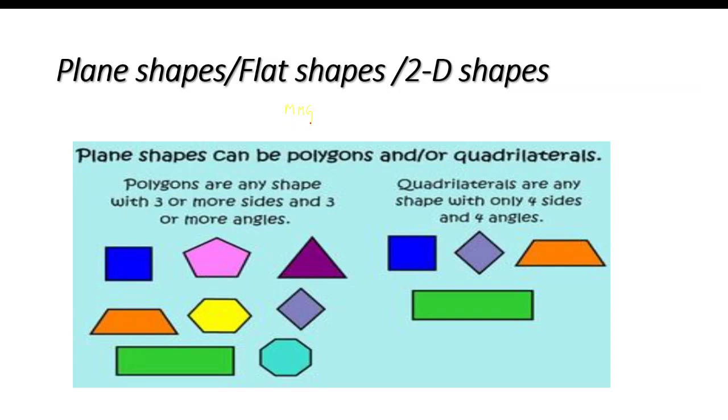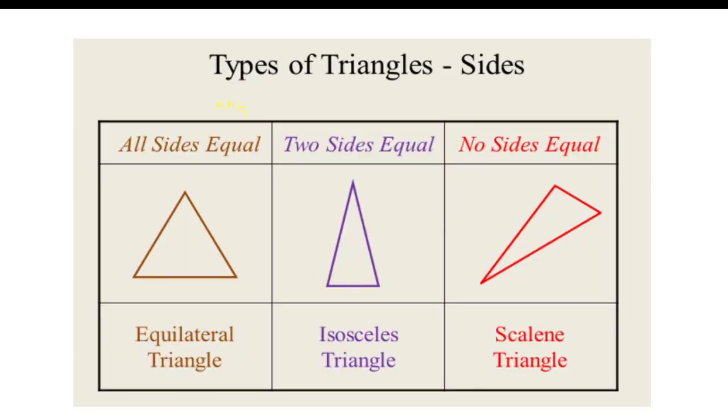Now here we have plane shapes, flat shapes, 2D shapes. Plane shapes can be polygons or quadrilaterals. Polygons are any shape with 3 or more sides and 3 or more angles. Here you can see I have written quadrilateral. Quadrilaterals are any shape with only 4 sides and 4 angles. Moving to the next page.